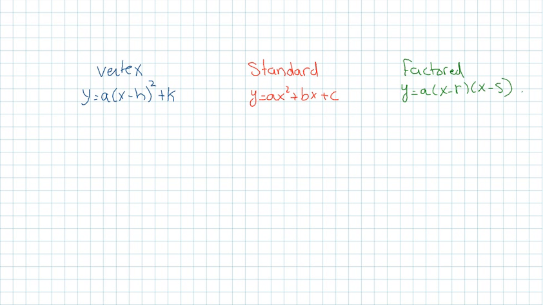Anyone doesn't know how to identify them. So if I give you a question, you tell me right away if it's factored, vertex, or standard? Kind of? Okay? Now, what can I find from the standard form? The y-intercept.